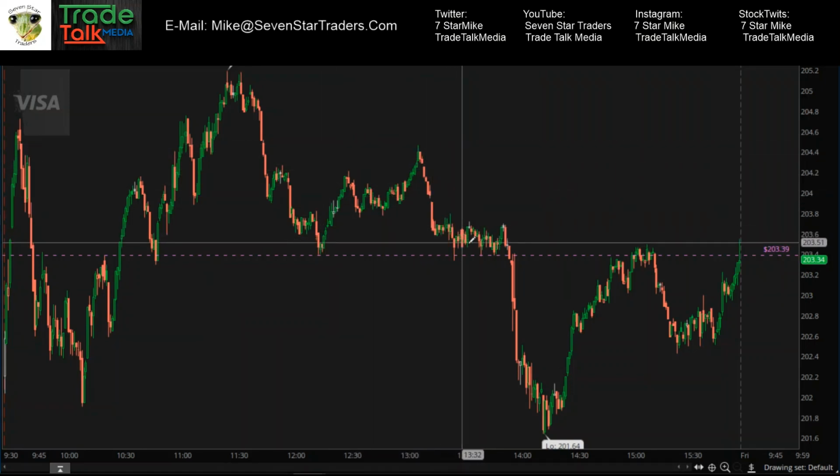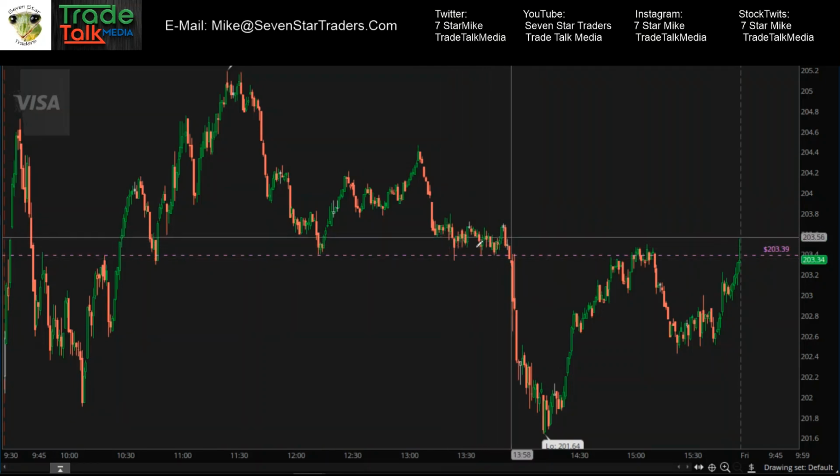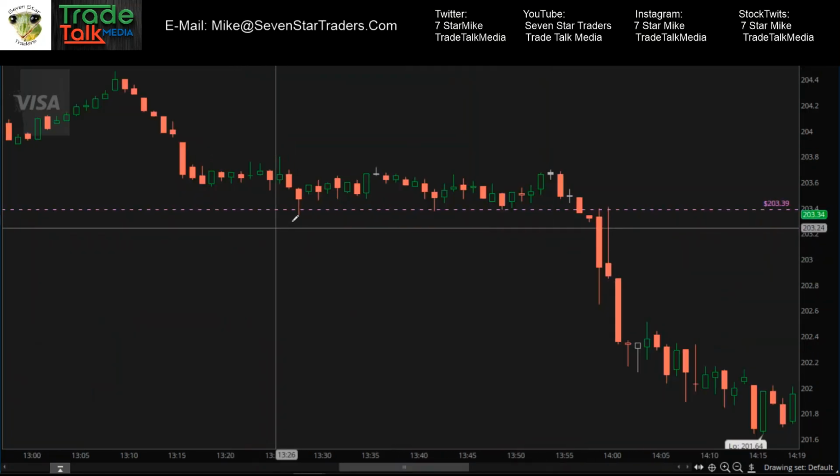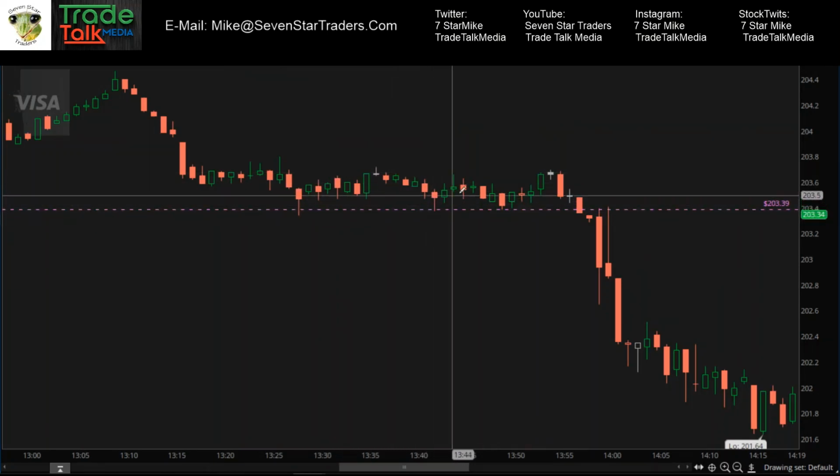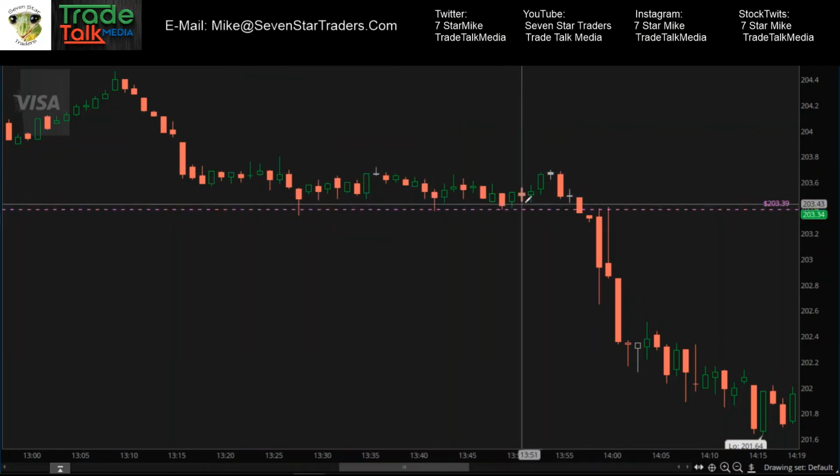You see it come back down here and it's kind of consolidating above that area. Let's zoom in a little bit. You can see it touches that area, but it doesn't break. Touches, touches, doesn't break.